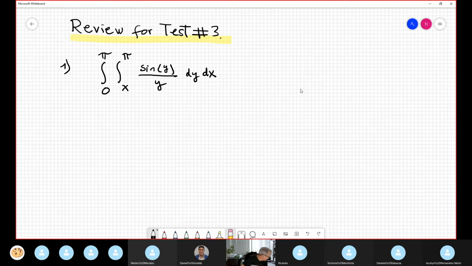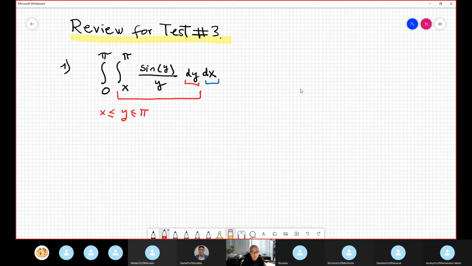Okay, the first one says, evaluate this double integral by changing the order of the integration. I need to change the order. The order of integration given is dy first and dx secondly. So I can see the y limit is that y is bounded between x and pi. That is the limit that corresponds with the first integral, and x, the second, is bounded between 0 and pi.